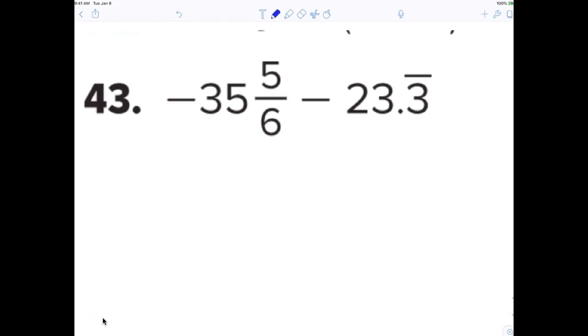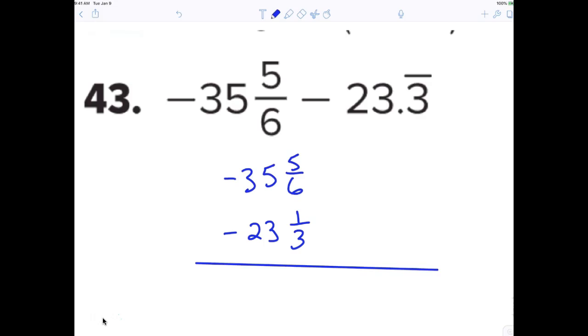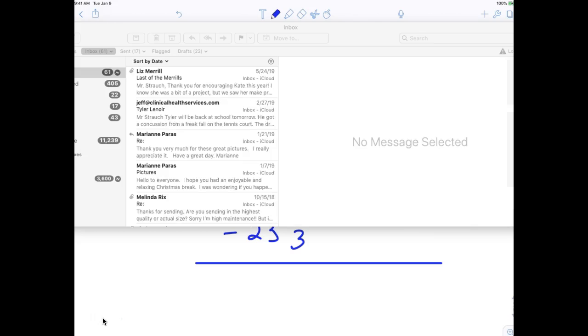So you have to write this as negative 35 and 5/6 and negative 23 and what? 0.3 repeating is, which reduces to? 1/3. Yes, ma'am. Very good. Very, very important. Now I'm going to add these fractions or subtract these fractions. Oscar, good for you. You're going to add them. That is correct. Okay, so common denominator would be?